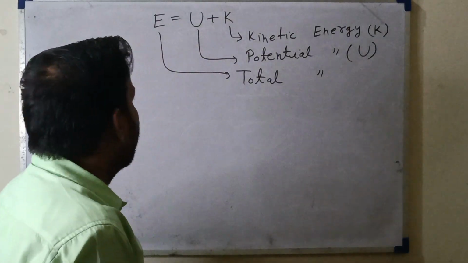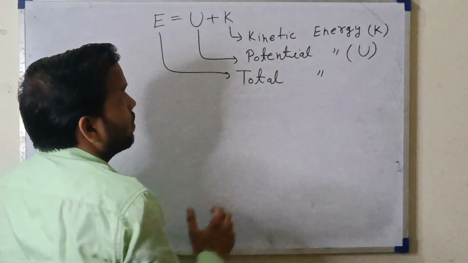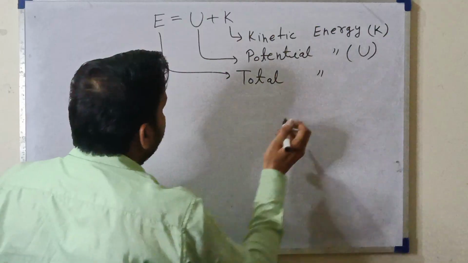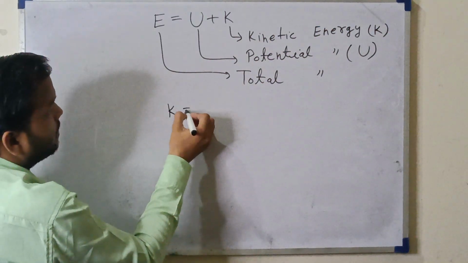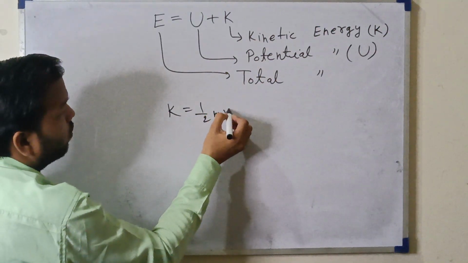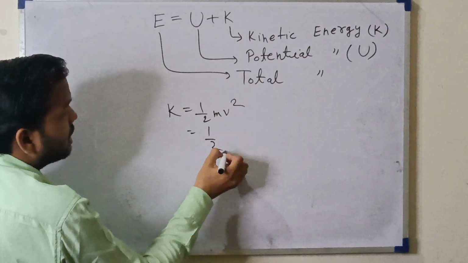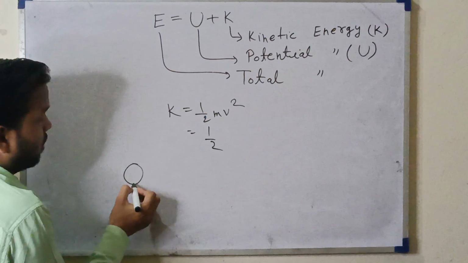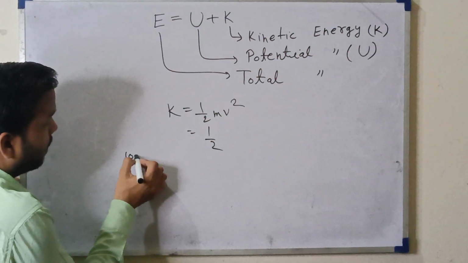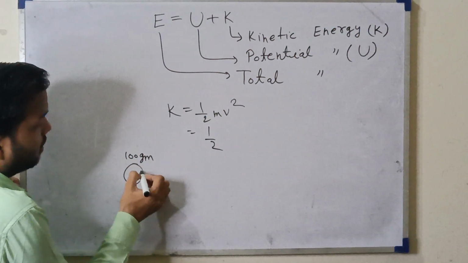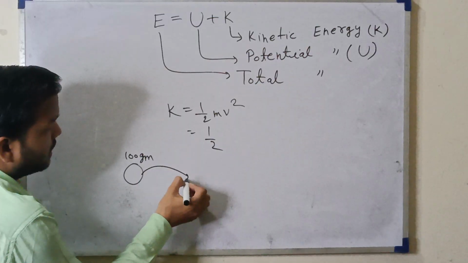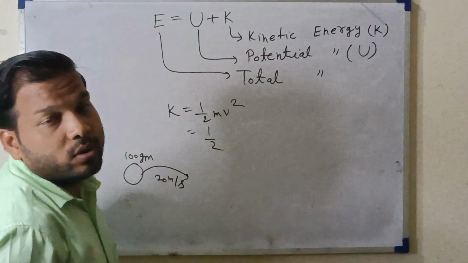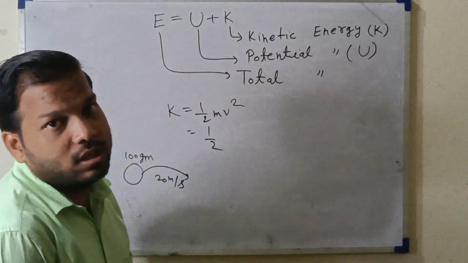Let's understand the exact meaning of U, but before that, I will teach you the meaning of K. K is very simple: half mv square, the formula. Suppose there is an object like a ball. Its mass is 100 gram, and the speed of this ball is 20 meter per second. Now we have to calculate the K of this object.